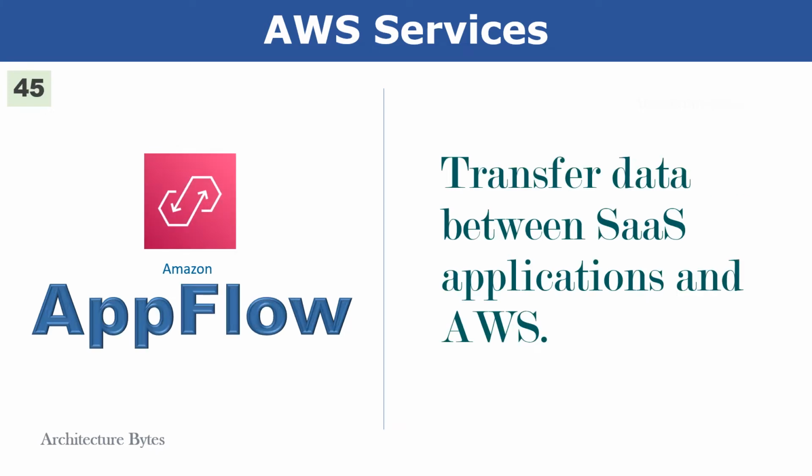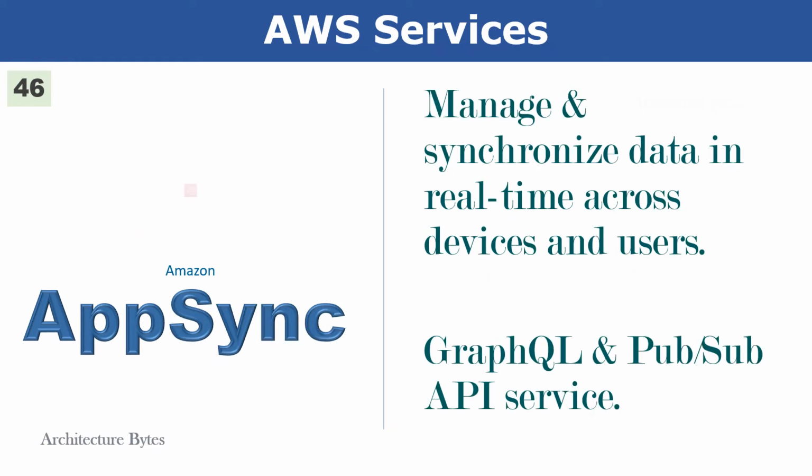AppFlow can be used to transfer data between SaaS applications and AWS. Therefore, you can have SaaS applications like SAP, Salesforce send data to AWS easily without having to write custom API connectors. Filtering, validation can be done as a part of the data flow.